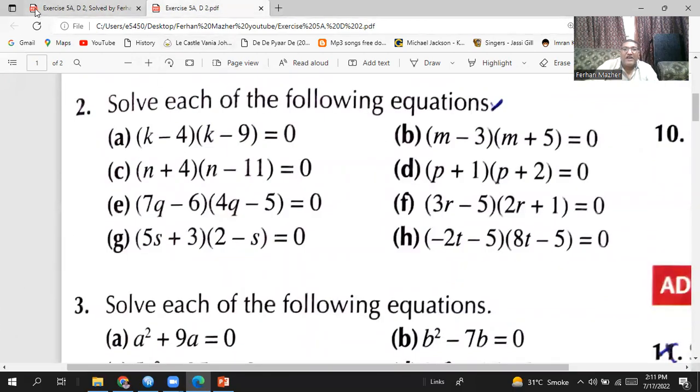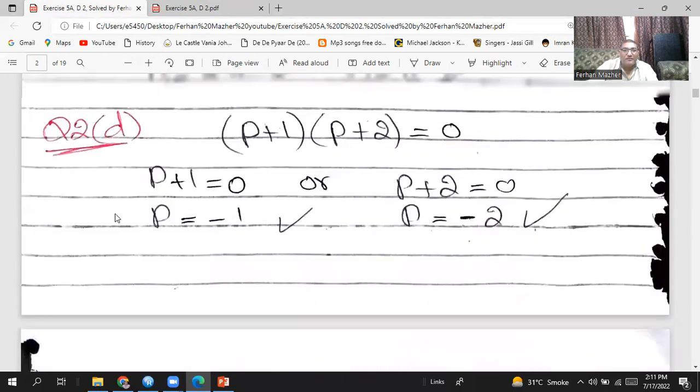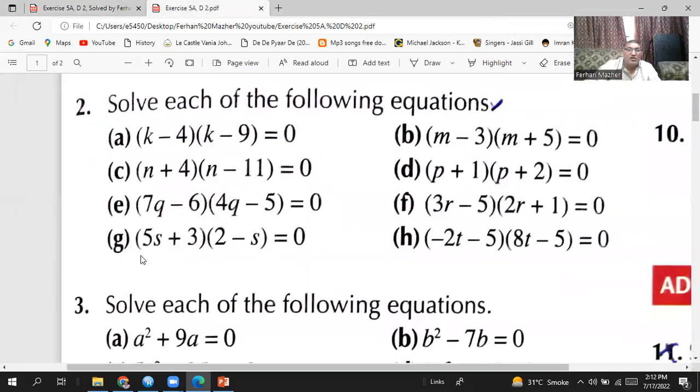B part, p plus 1 into p plus 2 equals to 0. You see these two brackets, they are multiplying with each other and their answer is 0. So either the first bracket is 0 or the second bracket is 0. We will make the first bracket equals to 0. P plus 1 equals to 0, so p will be equals to minus 1. P plus 2 equals to 0, so p will be equals to minus 2. So there are two solutions, minus 1 and minus 2.